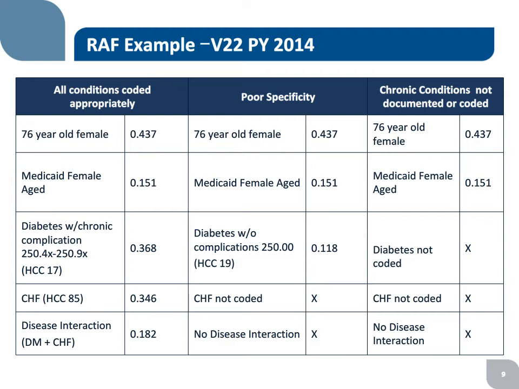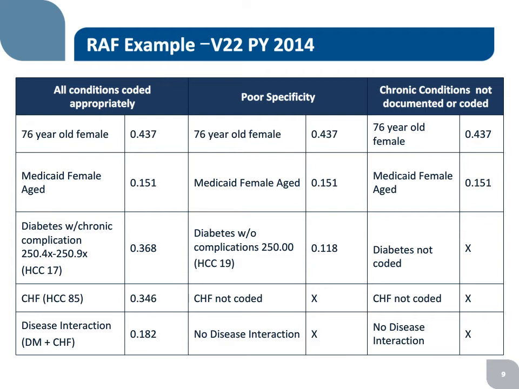Now, the third row down is where we get into their chronic conditions. So last year, the model had 5 categories for diabetic hierarchy. This year, there's 3. So you either have no complications, you have a chronic complication, or you have an acute complication. So those are the 3 categories for diabetes.